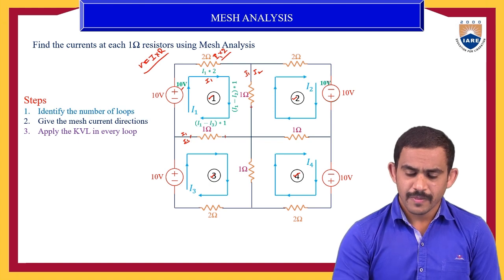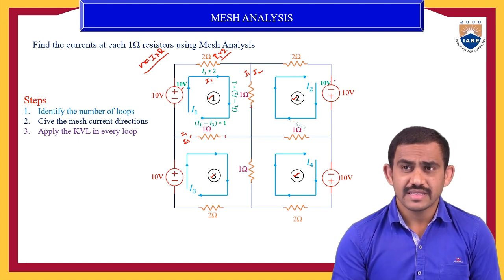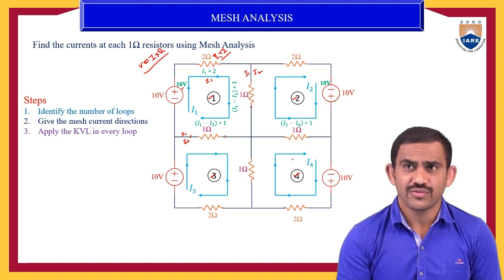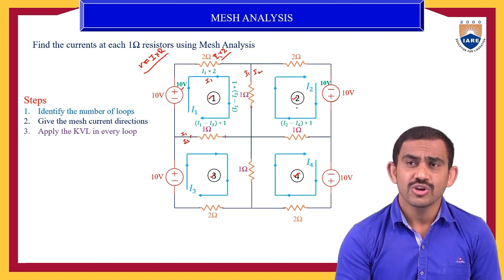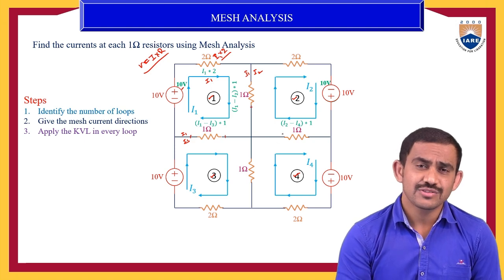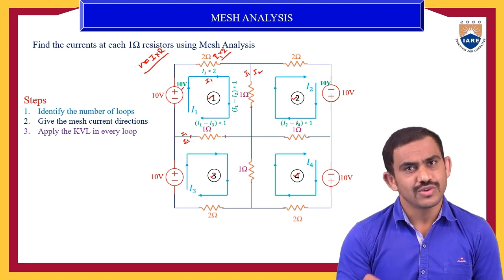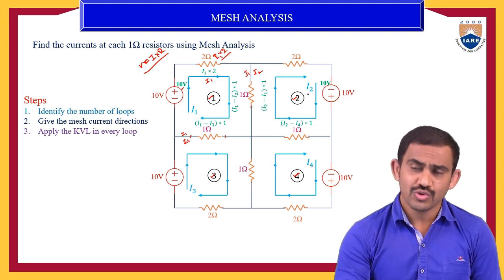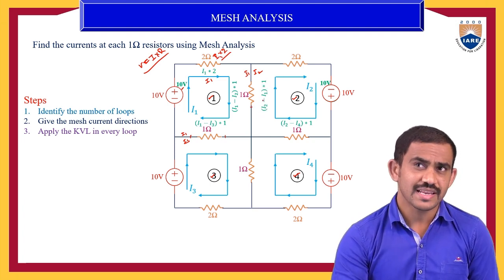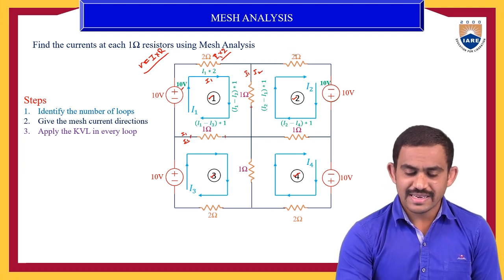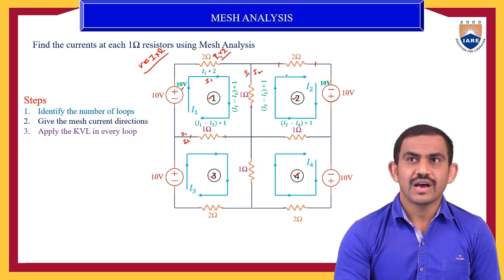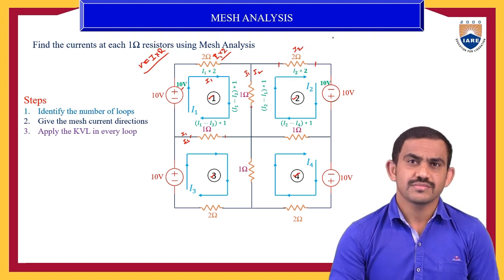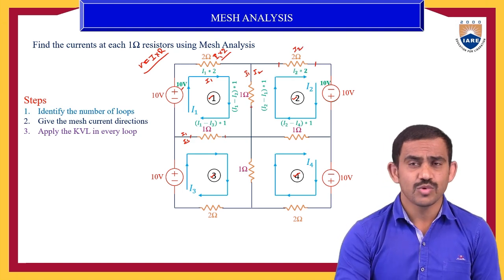Loop 2 is also the same. We have a 10 volt supply. Then at 1 ohm, how many currents do we have? In this 1 ohm, I2 current as well as I4 current. So which current direction do I need to follow? Loop 2 current direction. That's why I2 minus I4 into 1. Again, one more resistor we have. There, now I need to follow loop 2 current, so I2 minus I1 into 1. And at the 2 ohm resistor, we have only one current, that is I2 current. That means I2 into 2. These are the voltage drops at loop 2.